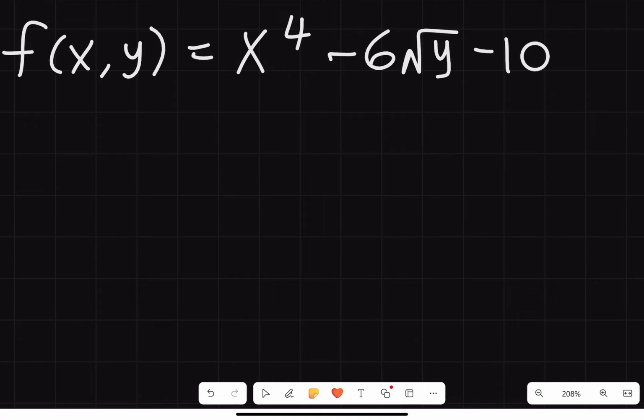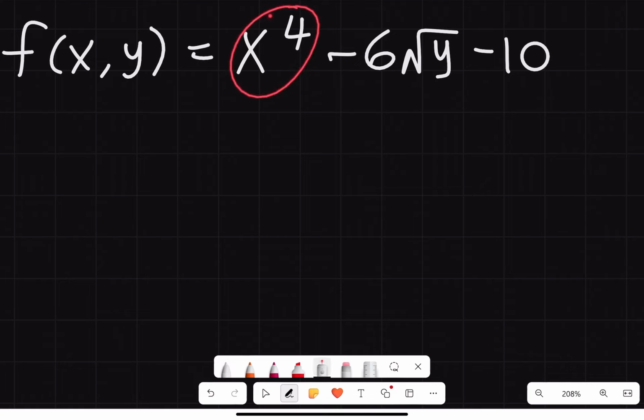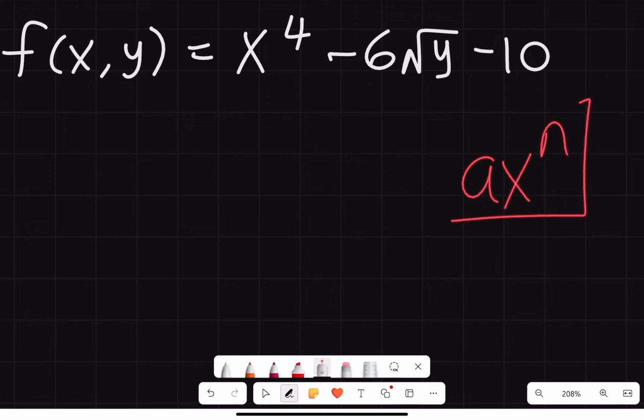Ladies and gentlemen, in this video, we are asked to find the partial derivative of f with respect to x and also with respect to y, right? So, firstly, we need to make sure that each term in the function, this term, that term, and that term, are in the form a x to the power n. I need them to be in this form for me to be able to differentiate, right?